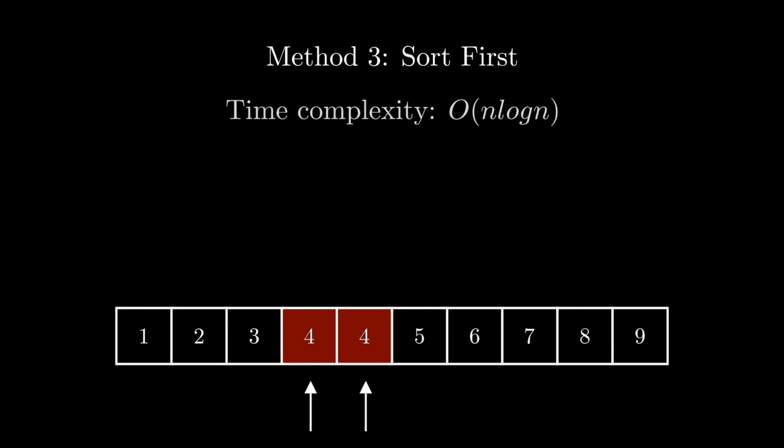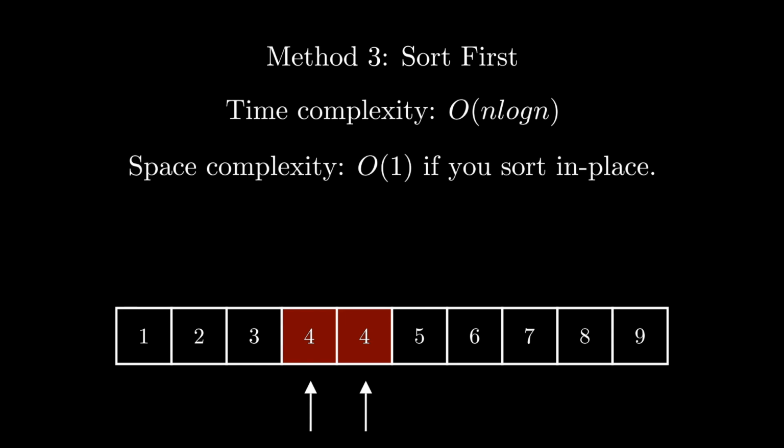Now let's look at the space complexity. Remember that the sorting was done in place, so there was no extra space used due to the sorting. And we also didn't use any extra space to go through the array. So our solution is O of 1 space. Therefore, this solution is less than O of n squared time and also less than O of n space.